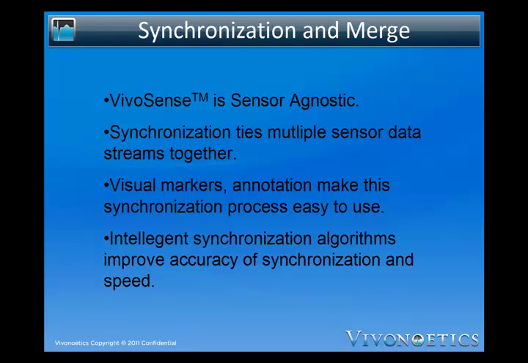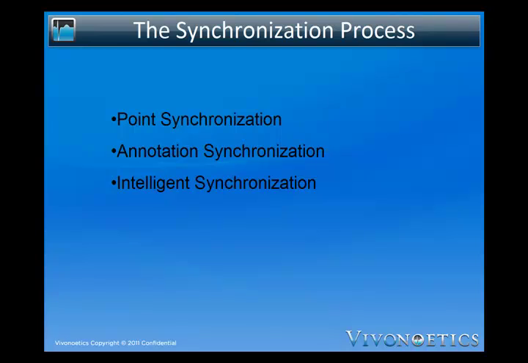The VivoSense Synchronization and Merge module solves this need, using a streamlined process that allows us to tie disparate data streams together using easily understood visual markers and annotations. VivoSense will further speed up the potentially tedious synchronization step with its automated synchronization algorithms, which can instantly determine with millisecond accuracy the ideal synchronization point. Now let's step into VivoSense and take a tour.